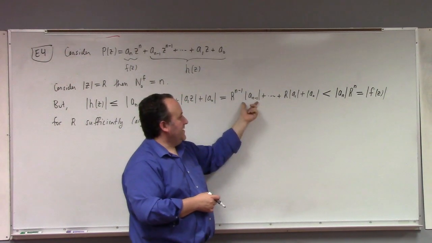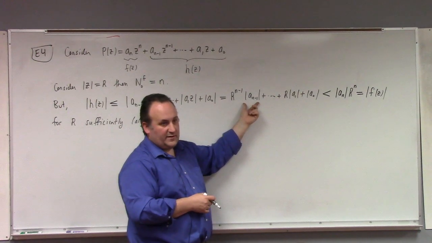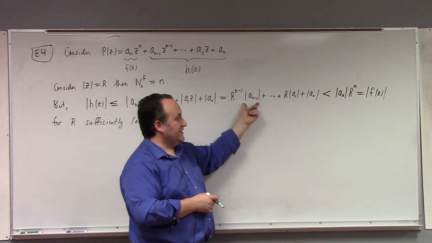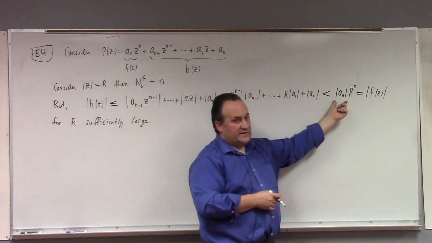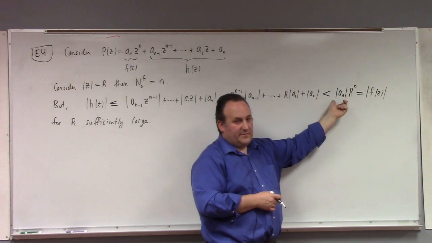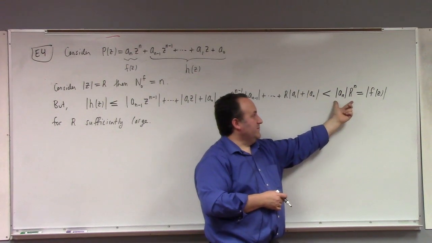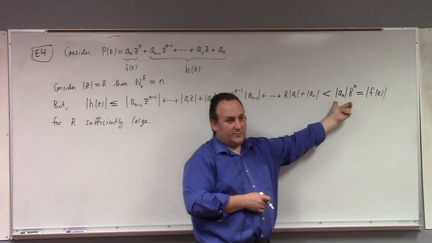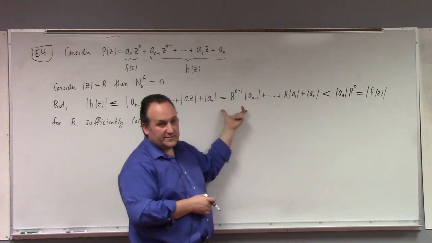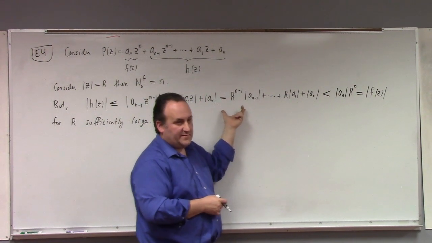So even if the modulus of the coefficient is astronomical in comparison to the modulus of the leading coefficient, we can compensate for that by taking yet a larger r. Because this always has one more factor of r in it, which can dwarf anything that happens over here ultimately. This could be made precise, but I won't.